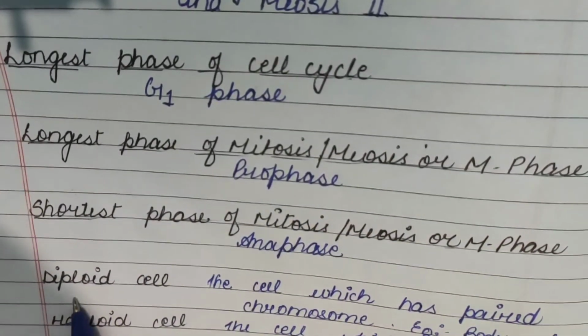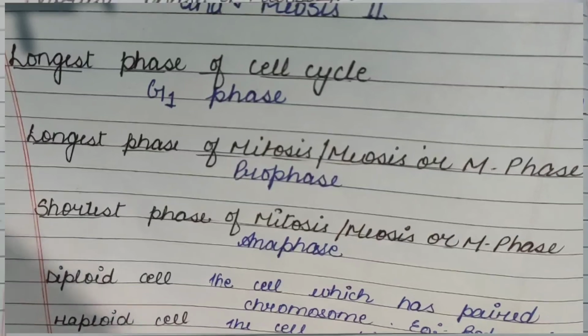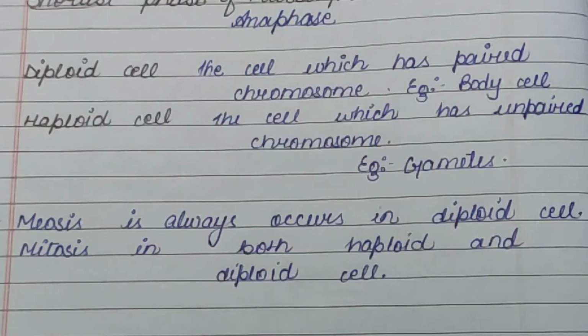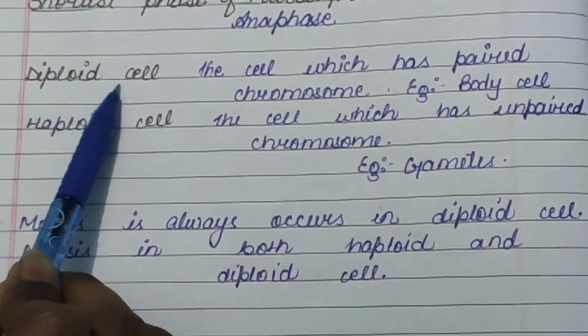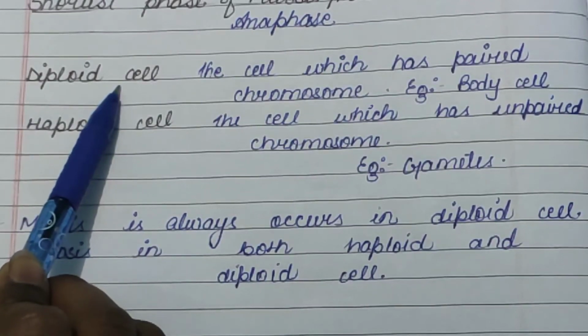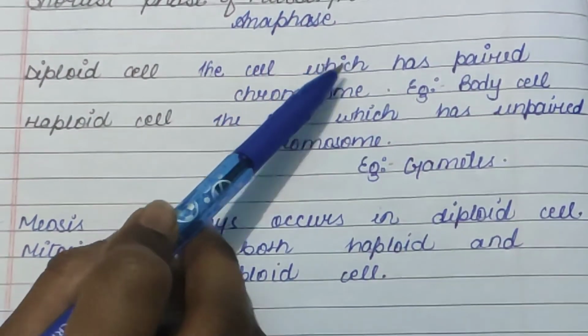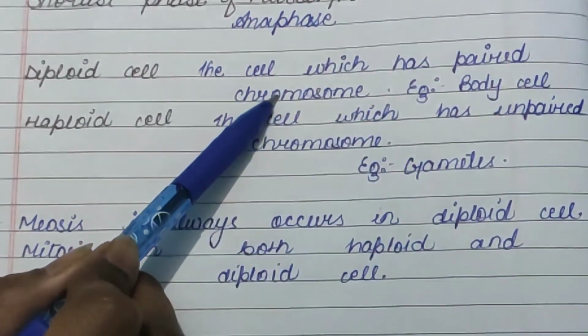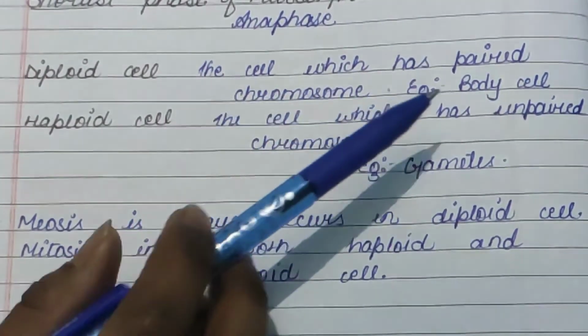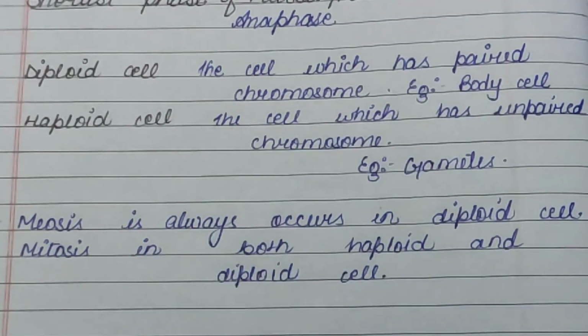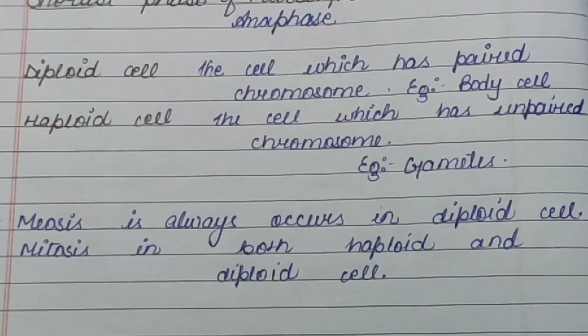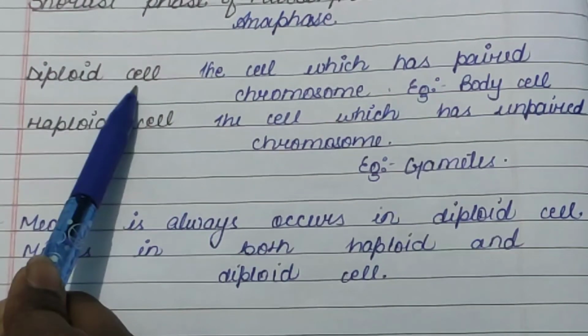Okay. The next term is diploid cell. A diploid cell stands for a cell which has paired chromosomes, like our normal body cells. Our body cells, which consist of 46 chromosomes, are called diploid cells.